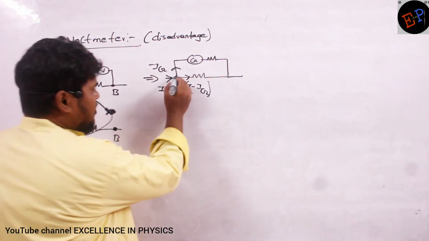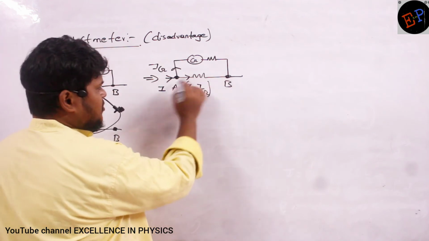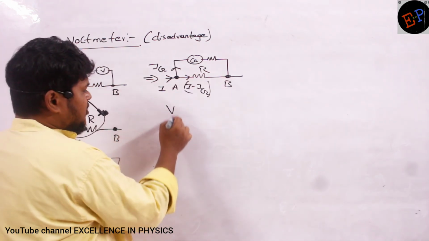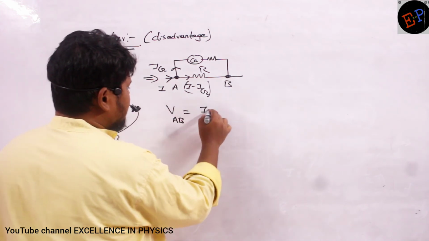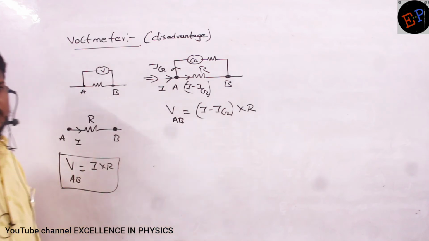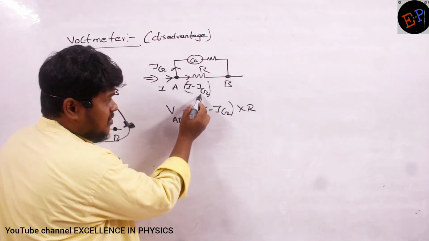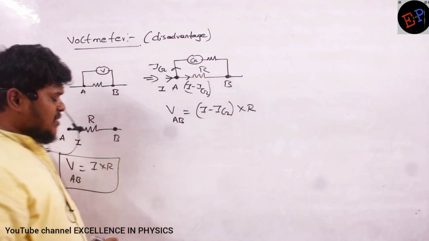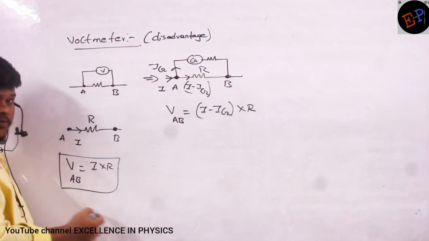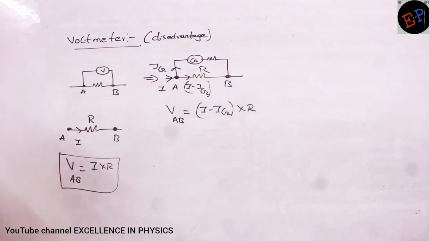Now can you say what is the potential difference between A and B? This resistance is R. Now potential difference between A and B is I minus Ig multiplied by R only. Are you able to understand? Because current in this resistor is only I minus Ig, and resistance is R. Now if you compare these two potentials, this is without voltmeter, and this one is with voltmeter. What do you understand?